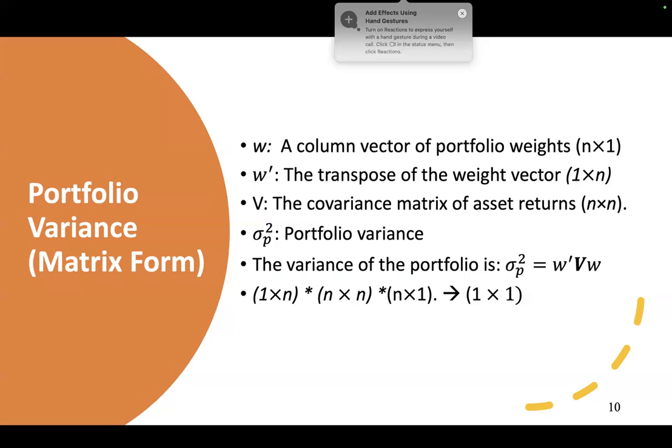So portfolio variance is this: W prime times the covariance matrix times W. The first one is 1 by n, the second one is n by n, the third one is n by 1. It gets the first number and last number, so the result is going to be a single number. The portfolio variance is not a vector, it's just a single number.